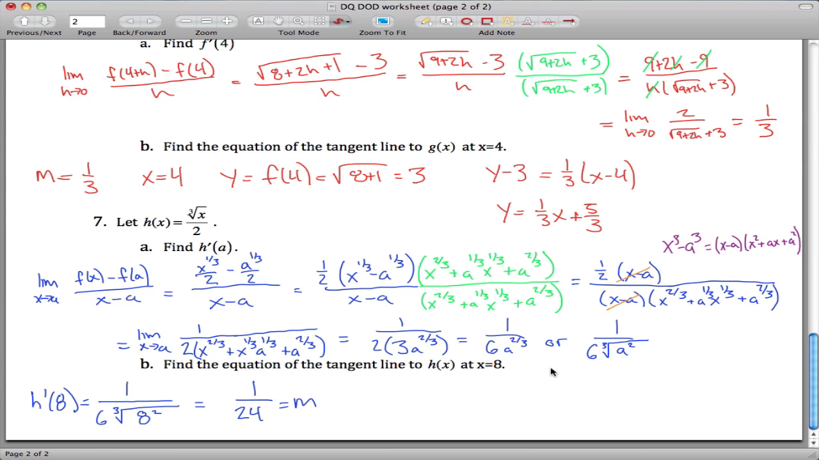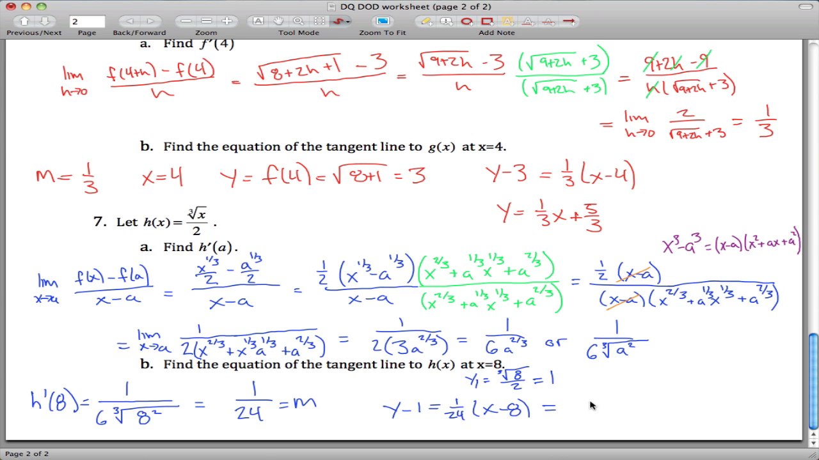And we need a point. Oh, they gave us a point. So we got, this is x1, and we need to know y1. y1 is what you get when you stick 8 up into this. So y1 is the cubed root of 8 over 2, which is 2 over 2, which is 1. So to find the equation of the tangent line, you get y minus y1 equals m times x minus x1.